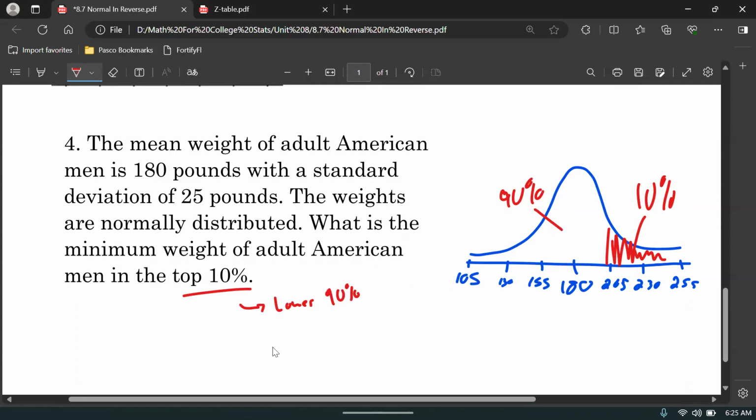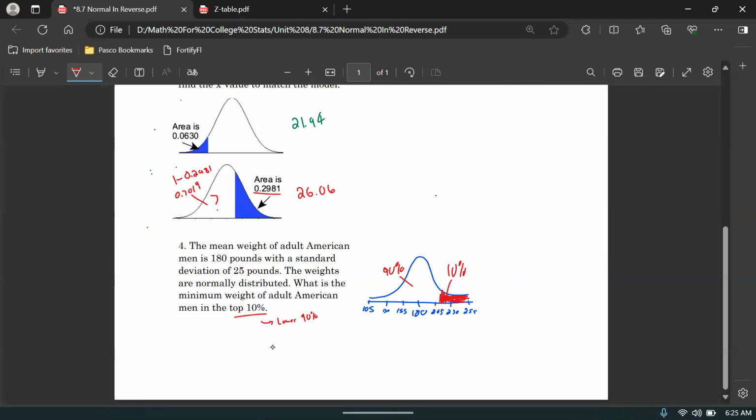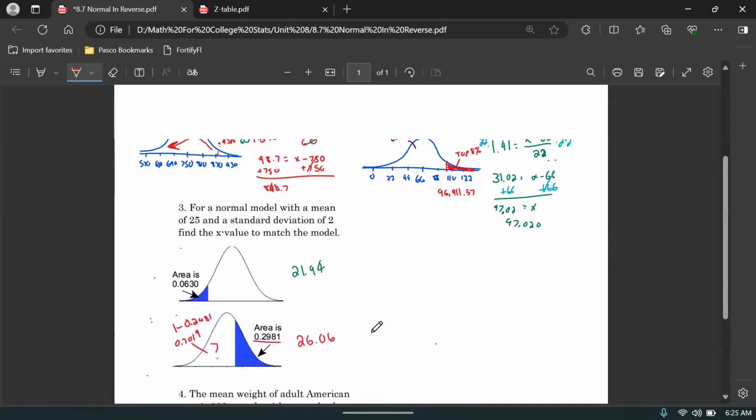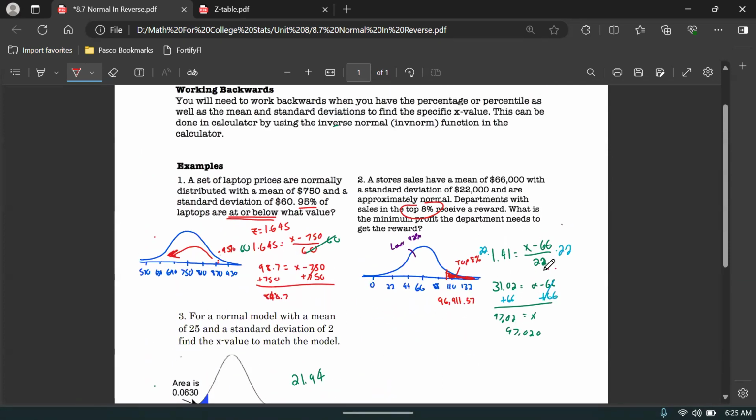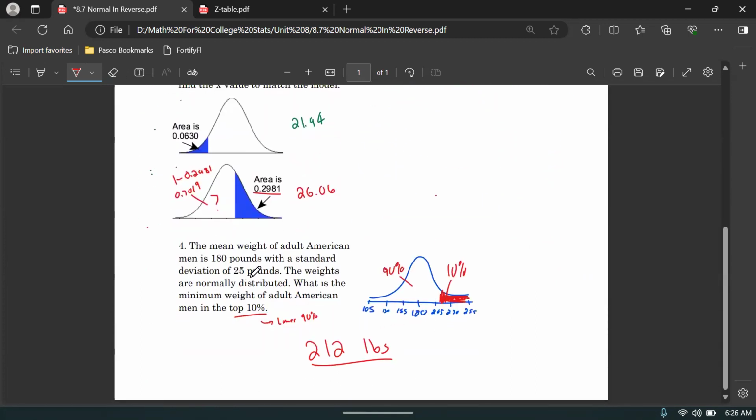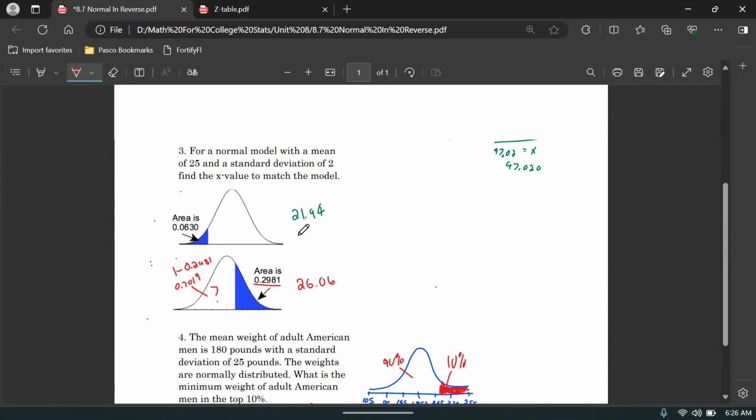So probably put my mark in the wrong spot. 212, about there-ish. So top 10% mark cut off at 212 pounds. There it is. So I didn't work that one out by hand, but I did the first two. I did them by the z-scores, just to show that you can do it. But at the end of the day, you're going to have a more accurate result with the calculator. So you might as well use that anyway.